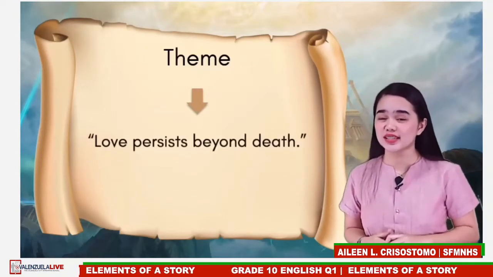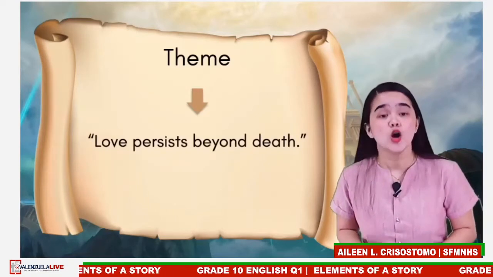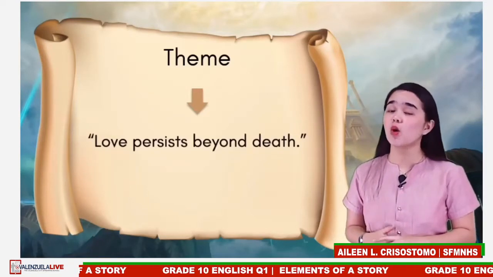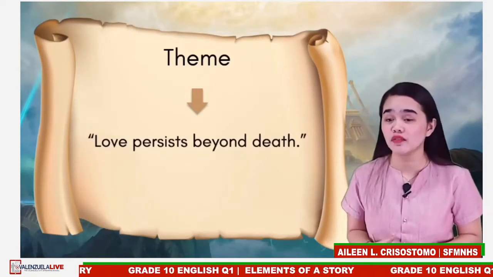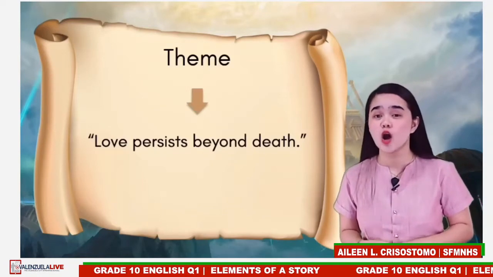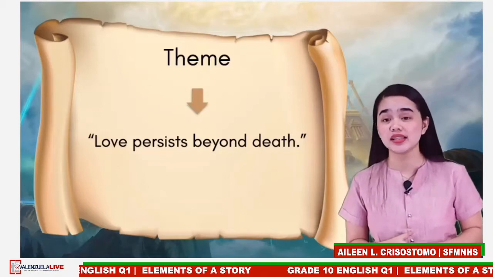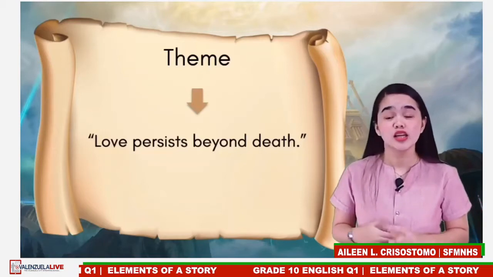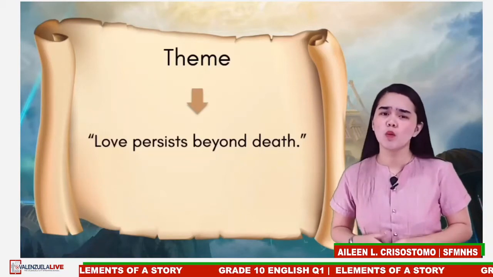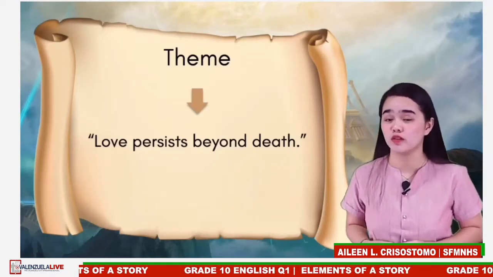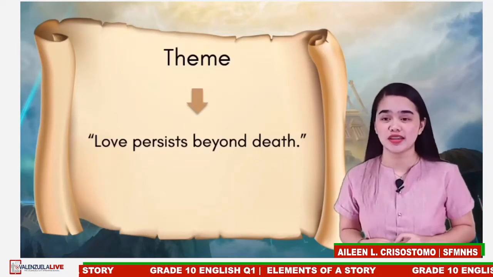Love persists beyond death. When Eurydice dies, Orpheus mourns for her. His true love is now gone, but the power of death was not as strong as his love. He bends the will of Hades and goes down into the underworld to get her. Hence, one theme of the story is the power of love. Love is stronger than death itself.